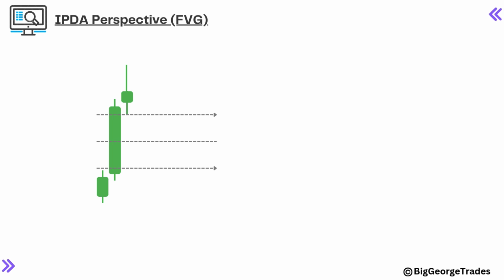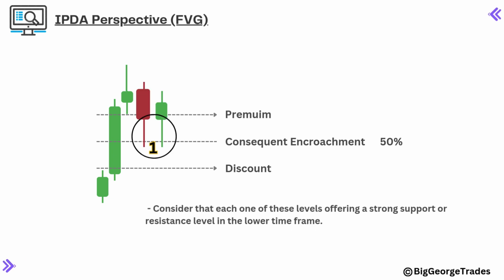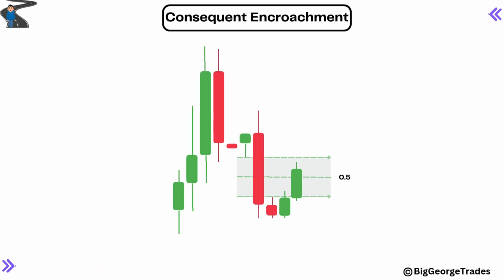In between the gap of the fair value gap, we have three sections. That is the premium at the top, then the consequent encroachment 50% level, that is the middle, and the discount level below. Each of these levels offers a strong support or resistance level, depending on the model. If it's the BC model, it will be acting as a support level, and if it's the CB model, it will be acting as a resistance level. So let's dive deep into the consequent encroachment level. That's the 0.5 for the 50% level.